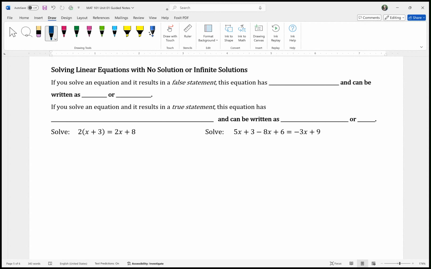So, if you solve an equation and it results in a false statement, this equation has no solution and can be written as a zero with a line through it, which we call empty set, or DNE. DNE stands for does not exist.